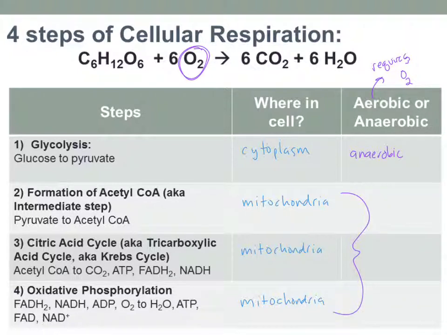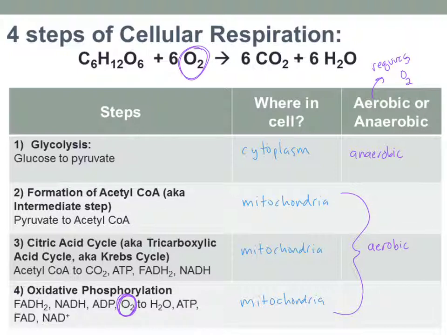Whereas all three of these other steps, they all directly or indirectly rely on O2. So these are all aerobic. They all require O2. And again, we'll talk more about each of these steps in a little bit more detail and talk about how they require O2. You can see down here in oxidative phosphorylation, you flat out require O2, so it's clearly there. And these other two steps sort of indirectly require O2.